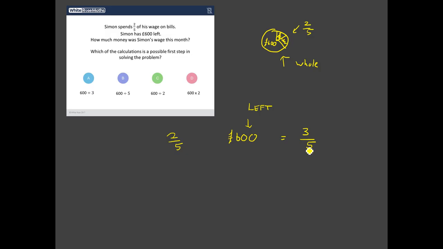Well, if we know what 3/5 is, a really smart next step will be to find out what 1/5 is. Because once we've got 1/5, it's then not going to be too much of a jump to get the whole 5/5. So if we know what 3/5 is, what do we do to get to 1/5? Well, we divide by 3. And once we've got 1/5, what do we do to get the whole? We multiply by 5. So we can see that a really smart first step in solving this problem, because we know what 3/5 is, is to divide by 3 to get 1/5. So I think the correct answer to this is A. Dividing that £600 by 3 will give us 1/5, which will then enable us to find out what the whole wage is to begin with.